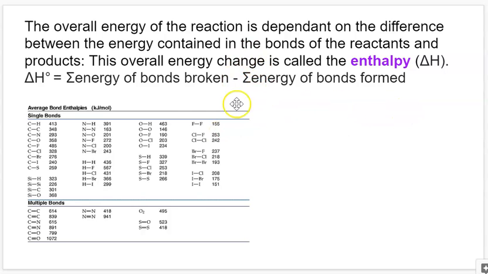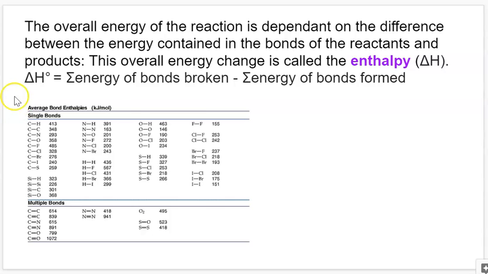This is a capital sigma, which in math usually refers to a sum. Now, you're going to usually get a table like this or just a list of values that tell you the energies of different bonds if you're going to be asked to solve problems like this.